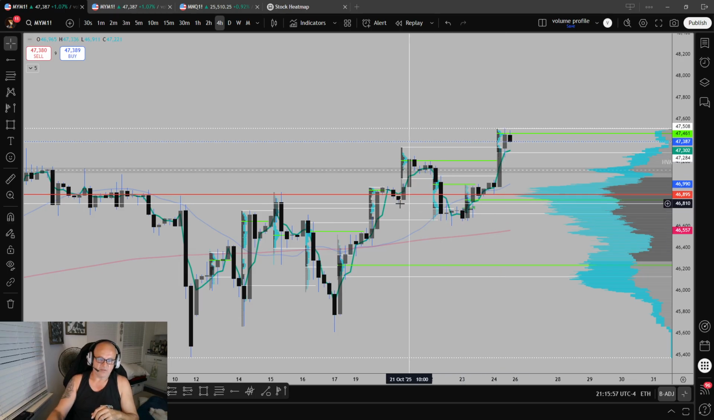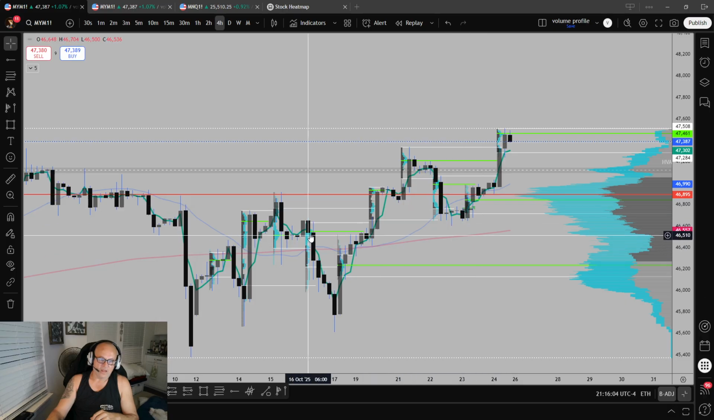We had this manipulation move where we swept the low and then went and took a previous high, okay? And then we had this down push here, a very strong down push that swept the lows and then continued up to sweep a previous high.